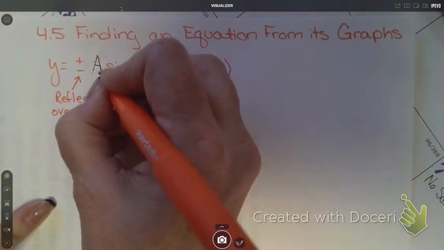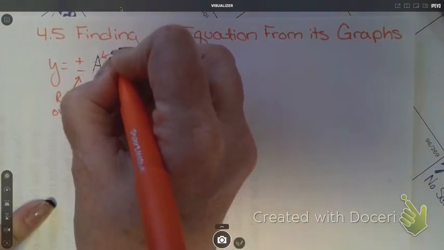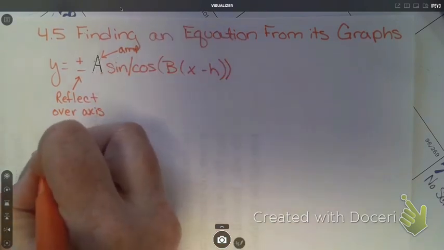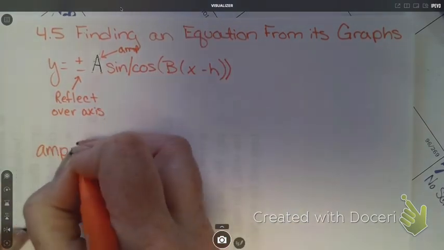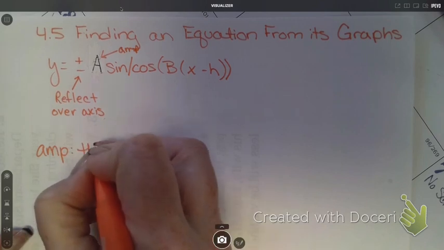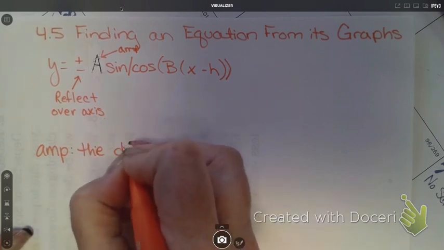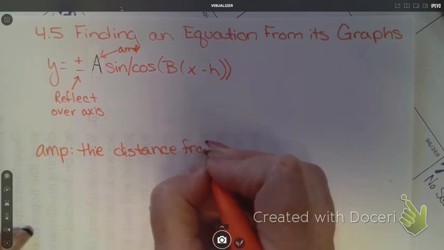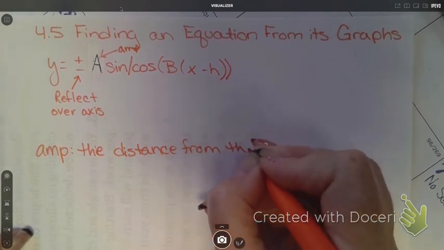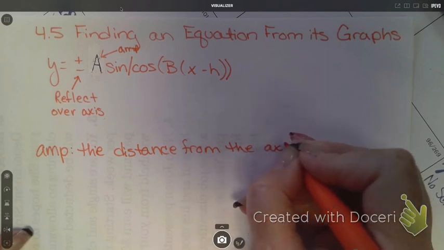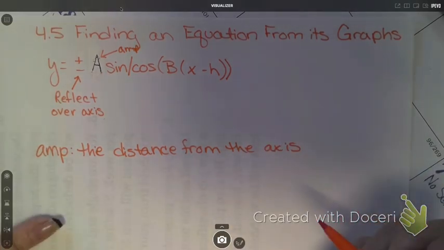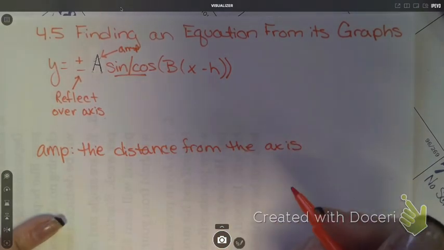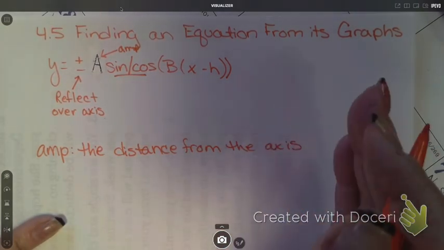What is A? Amp. And amp is the distance from the axis. Okay, it's important we know what all these things are because you're going to have to identify them. This goes for sine or cosine. That's why I put sine / cosine. Okay?